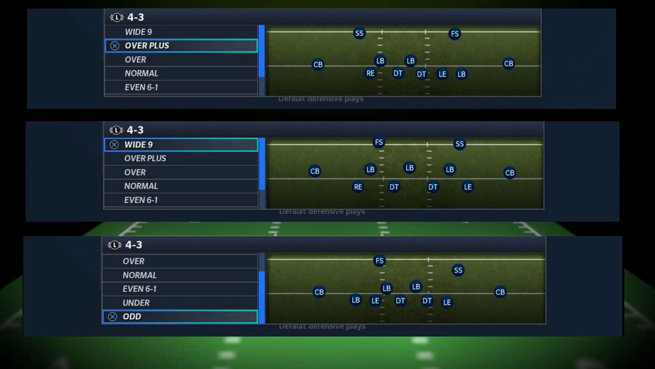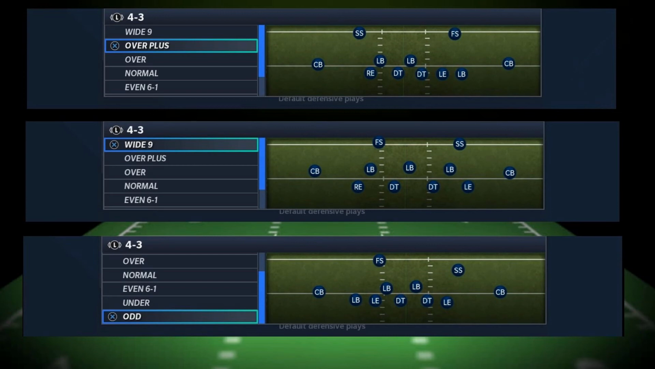So you can also do a trap play. You can just trap, boom. But the best run play against the 4-3 wide 9 would be dive and trap.